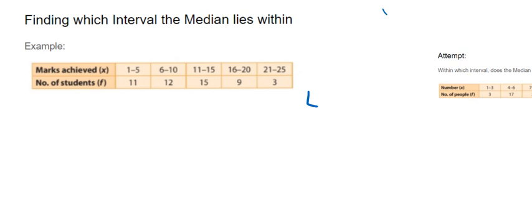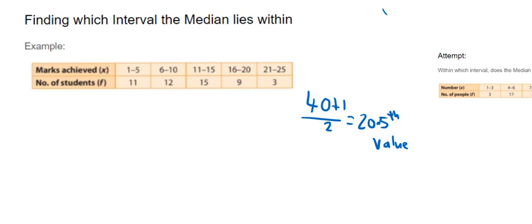Because the sum of the frequencies is 40, if I do 40 plus 1 and then divide that by 2, I would get 20.5, and that's the value that I'm looking for. So I'm looking for the 20.5th value, or the 20.5th number in the list.